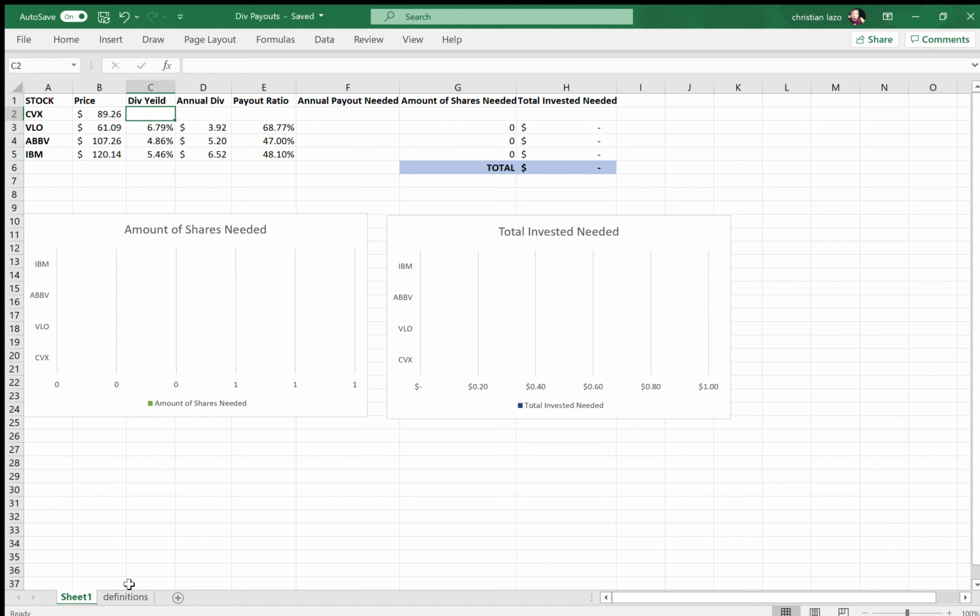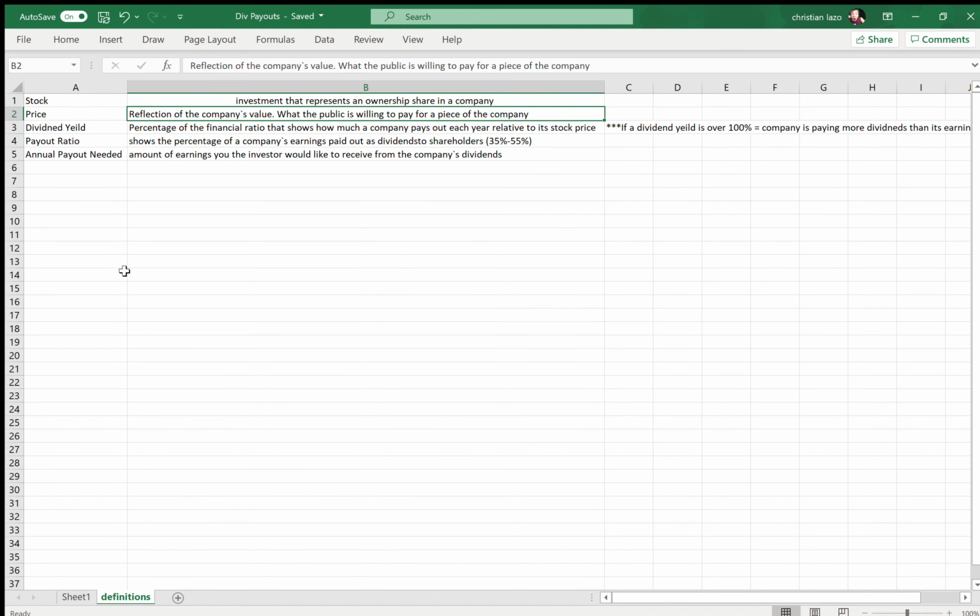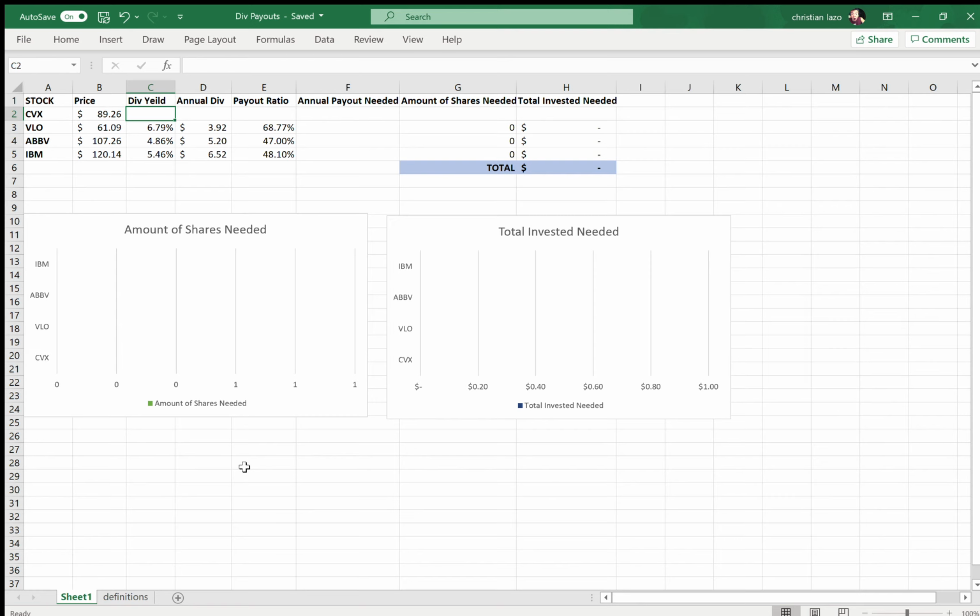Now let's move forward to the next tab, which is dividend yield. Dividend yield is a percentage, a financial ratio that shows how much a company pays out each year relative to its stock price. One thing I want to make sure I cover in this video is that if a dividend yield is over 100%, a company is paying more dividends than its earnings can support. So if a company is paying more in dividends to its investors, yeah, that's good for you, but you're only going to have it for a short term because that company may go out of business.